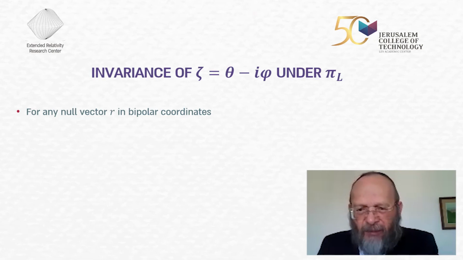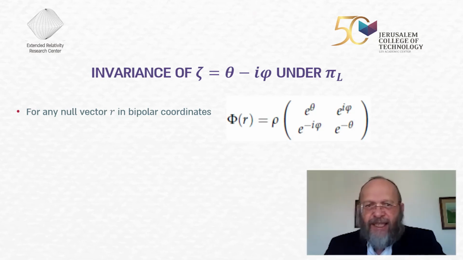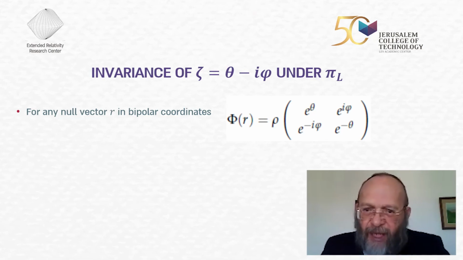And then he gave up. Why did he give up? He didn't find the Lorentz invariance of it. So he said anything which is not Lorentz invariant depends on the coordinates. It's not physical. And here is how we prove that this is physical. It is invariant.